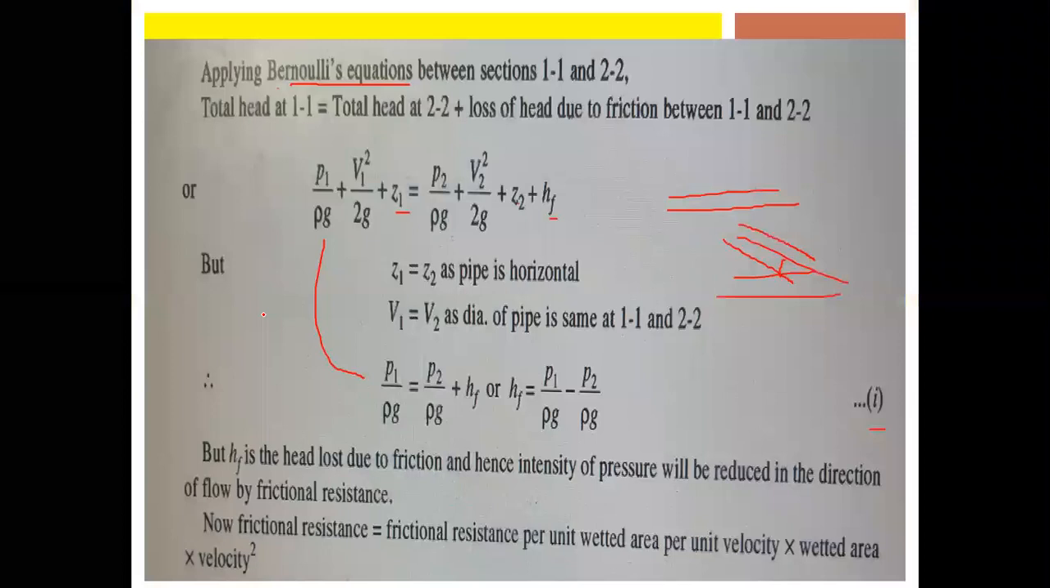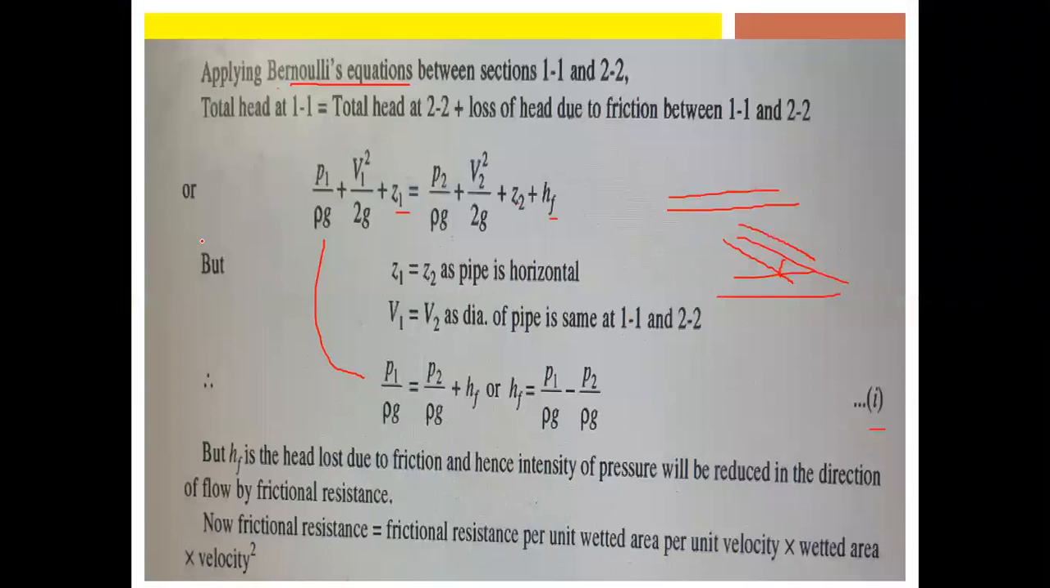Next, applying the Bernoulli's equation. For those who have recently joined, 3-4 members, I am telling you quickly. Applying the Bernoulli's equation, we know the Bernoulli's equation is pressure energy plus kinetic energy plus datum energy at section 1-1 equals pressure energy plus kinetic energy plus datum energy at section 2-2. Taking the formula concept and applying here, we get this one plus head loss.